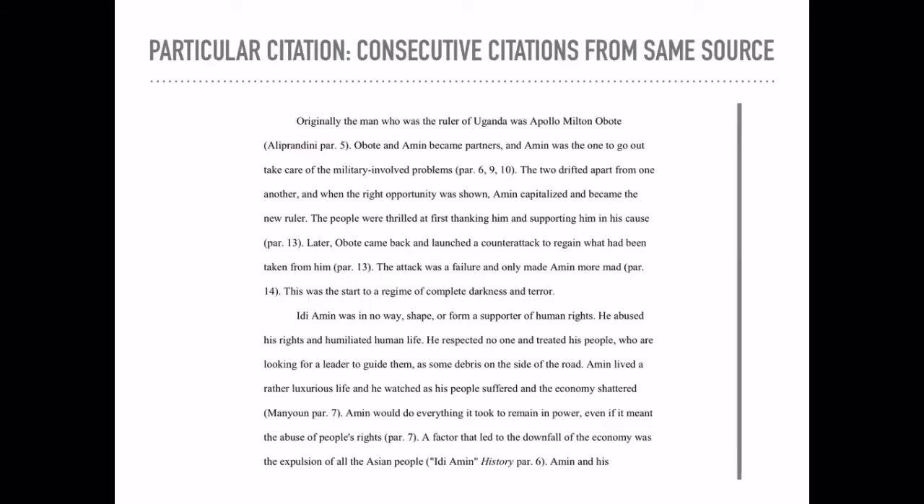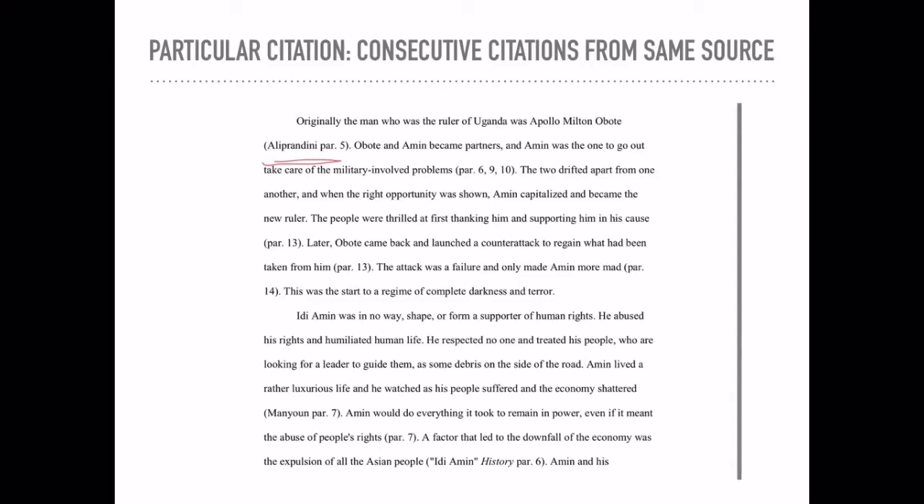So that was the general rule, and it works most of the time. However, in life, there are always exceptions. Same with research papers. So one particular citation circumstance might be you have consecutive citations that all come from the same source. That's what this same student had. So he cited his information here. It's this Al Prendini article. And then the next bit of information he gave came from the same article.